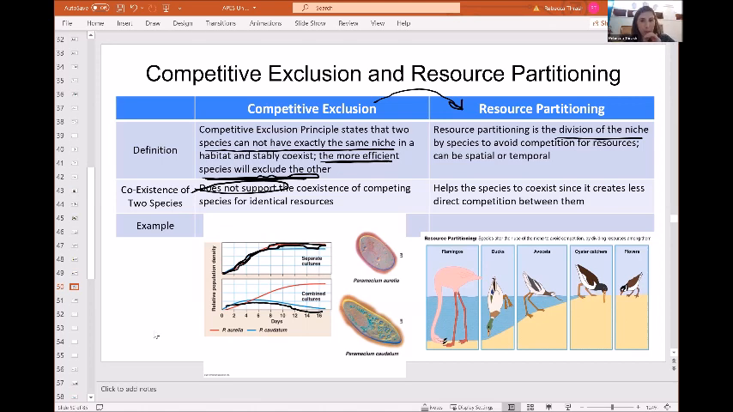That's what those warblers were doing. They were like, well, we can't all have this entire tree. We're going to be in direct competition. So let's space it out. I'll be at the top. You be kind of in the bottom. I'll be in the middle. So this can be spatial or this can be temporal.